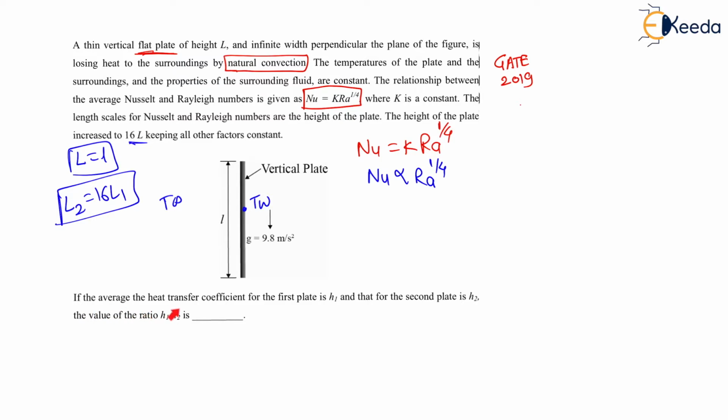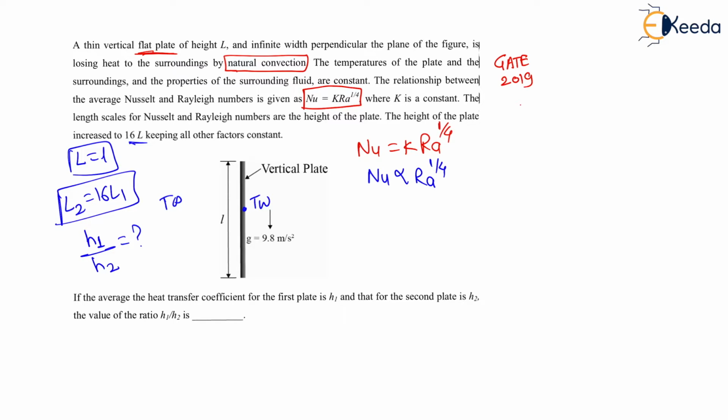Then, if the average heat transfer coefficient for the first plate is H1 and that for the second plate is H2, we have to find the value of the ratio H1 divided by H2, that is, the average heat transfer coefficient in the first case divided by the average heat transfer coefficient in the second case. So, my dear students, in this question they are asking for the relation between average heat transfer coefficients and they have given the relation between lengths. With respect to change in length only, the average heat transfer coefficient H is changing and all other parameters we have to consider constant, right? Therefore, there is a variation in H and length.